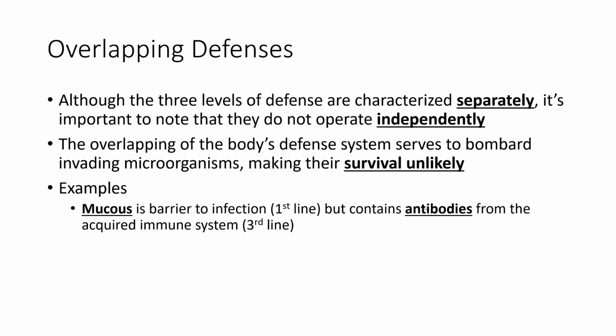But as you age and as you get exposure through everyday interaction, that mucus eventually builds up antibodies that are a third line mechanism but overlap with the first line. So the mucus first line over time develops the presence of antibodies, a third line, that work together simultaneously. So that's one example of how they overlap.